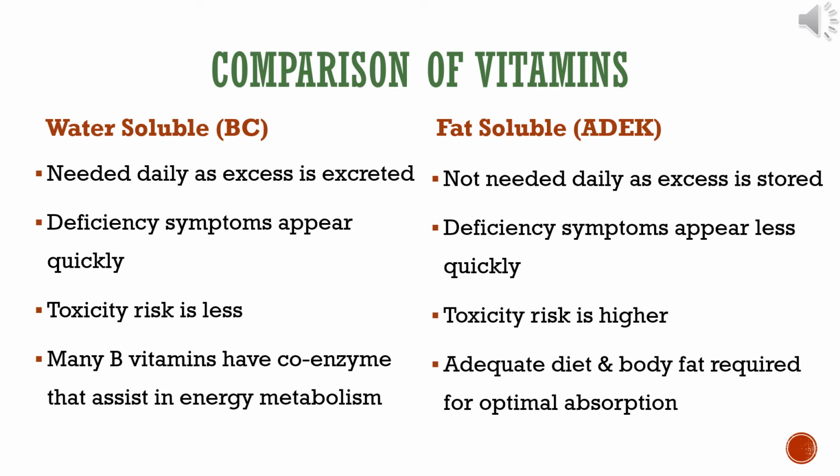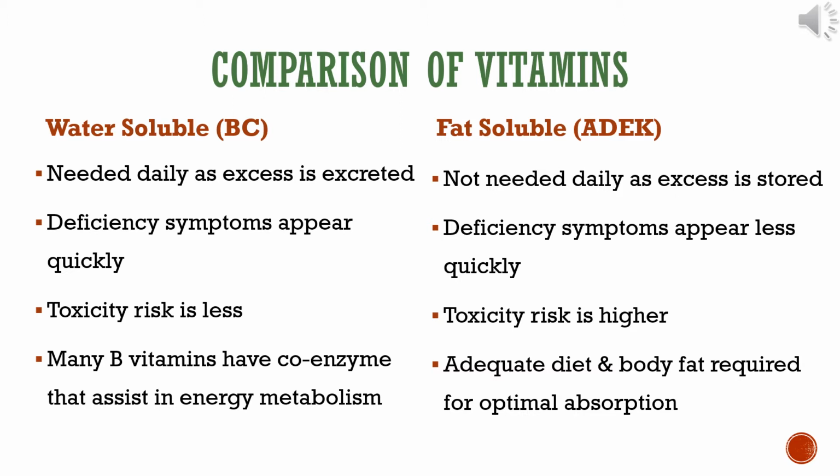There are some pretty significant differences between these two groups, and mainly because of how they're absorbed in the body. Water soluble, these are absorbed through water. Because of that, we're going to run through them a lot more quickly. So we need to consume these regularly because they're excreted very quickly. There's a lower risk of toxicity. We can pretty much have as many of these vitamins as we like, and there's going to be no serious consequences, whereas that's not the case with the fat-soluble vitamins.